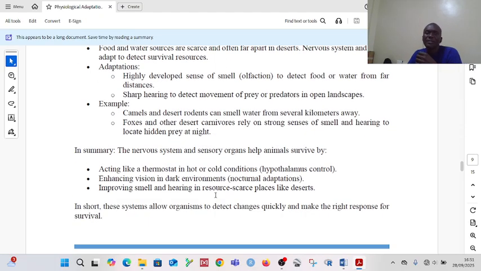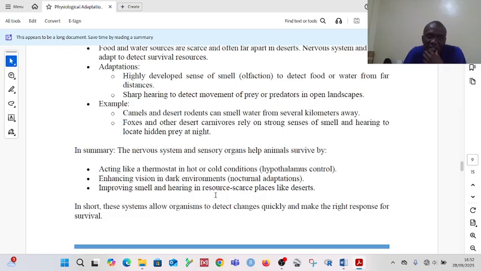Okay? So in summary, the nervous system in this case is acting like a thermostat, either in a cold or hot conditions. That's the hypothalamus condition. When it is too hot, it comes up with ways to ensure that you lose heat. When it is too cold, it must come up with ways to ensure that the animal conserves heat. The second bit is the nervous system or the sensory organs, they enhance vision in the dark. Bigger eyes or more rods.